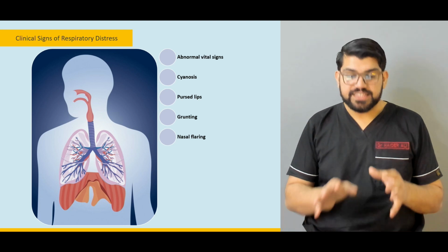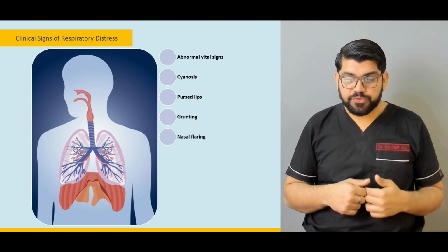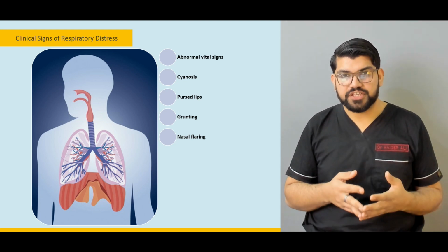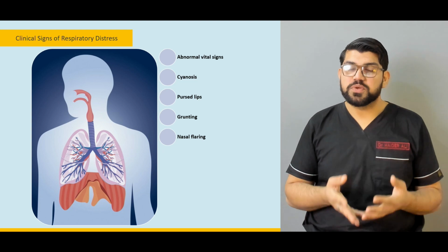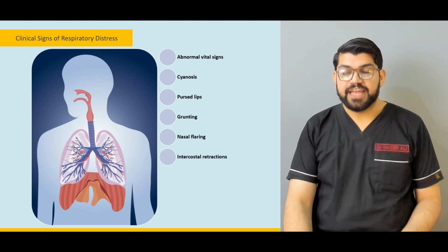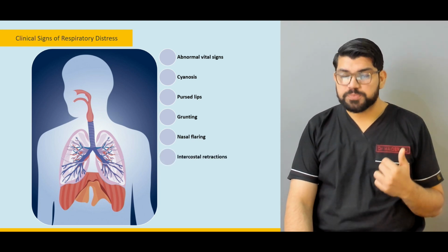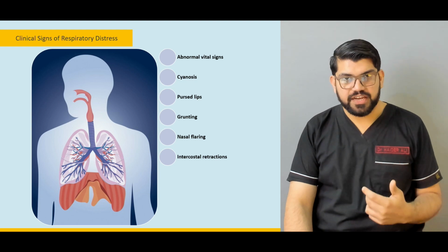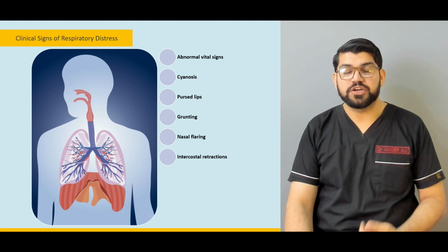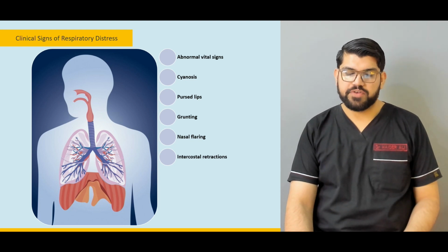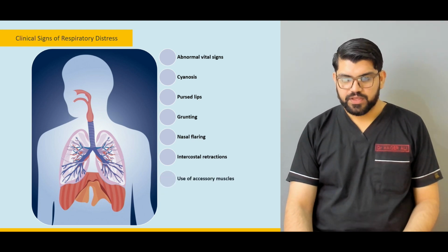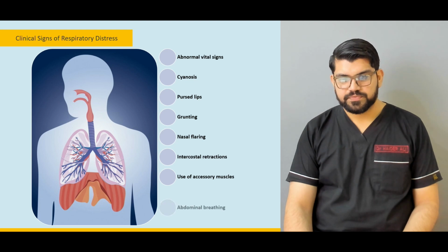Nasal flaring, this is a sign of decreased oxygen level inside the body, and the body is doing as much as it can to take in as much air or oxygen. Intercostal retraction, especially in a child with a history of upper or lower respiratory tract infection or pneumonia, can present with intercostal retractions. And what does that represent? Impending respiratory failure.